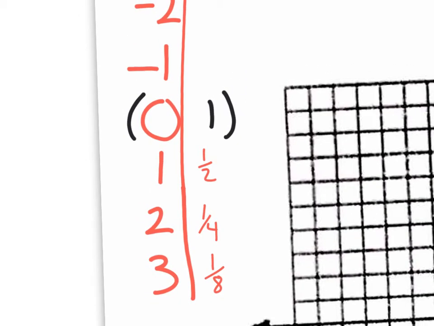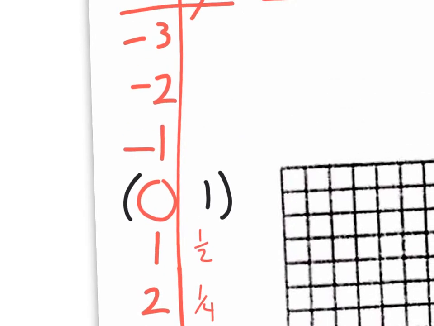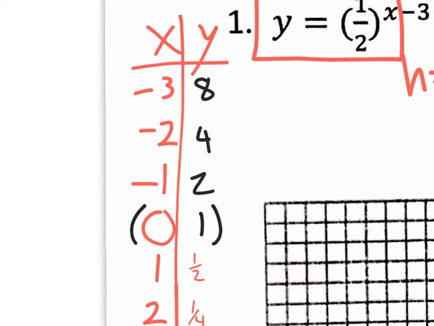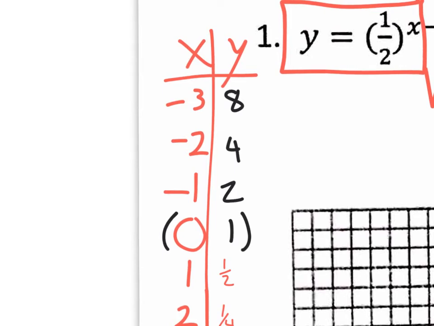Now, going backwards, it wouldn't be multiplying by half, it'd be dividing by half, which is really multiplying by 2. In other words, instead of decaying by half, it'd be growing by doubling. So up here, you would have 2, 4, 8. And those are all the coordinates that we need to graph this exponential decay function.